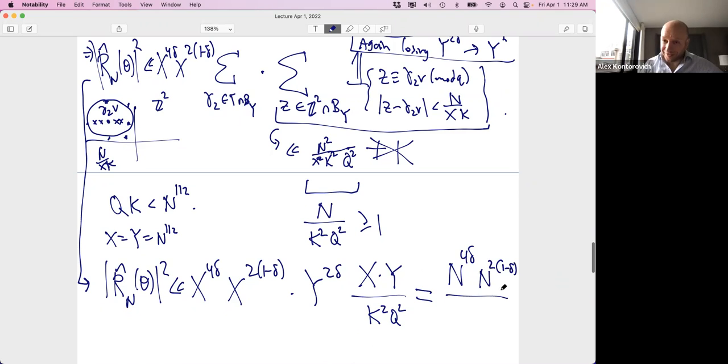This is our loss. What's our gain? Q squared. Remember, we had to beat Q squared times K. And we did it by a factor of K.